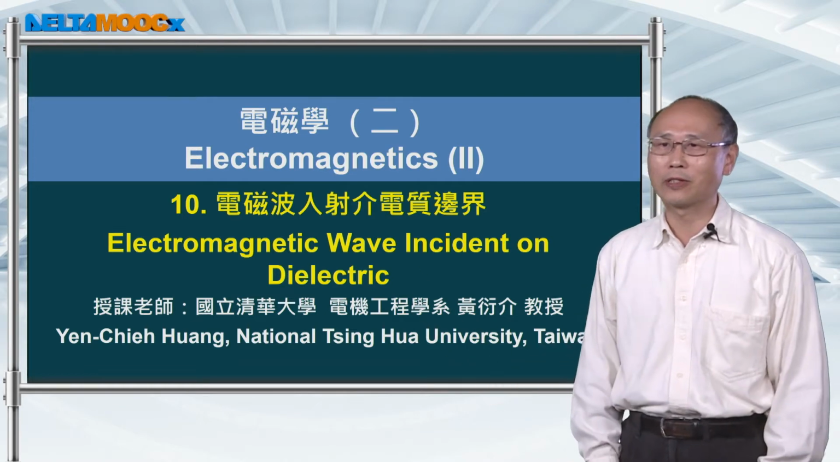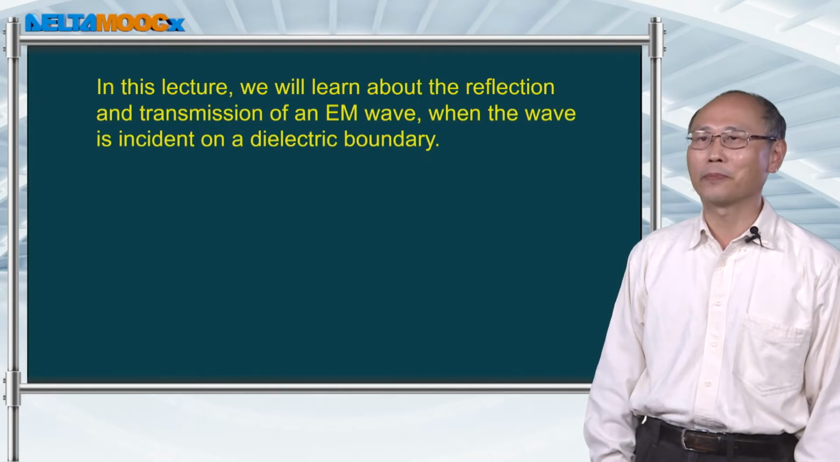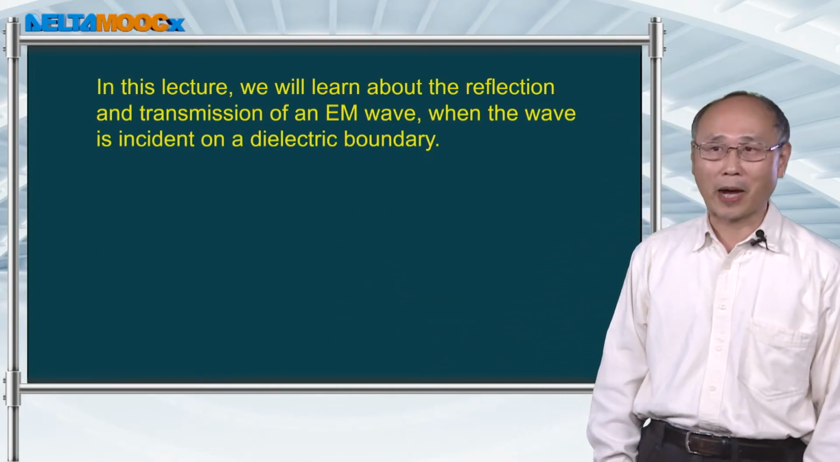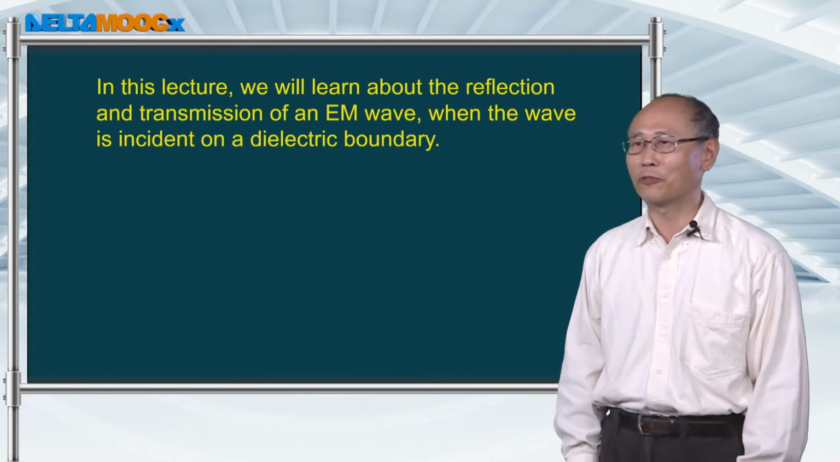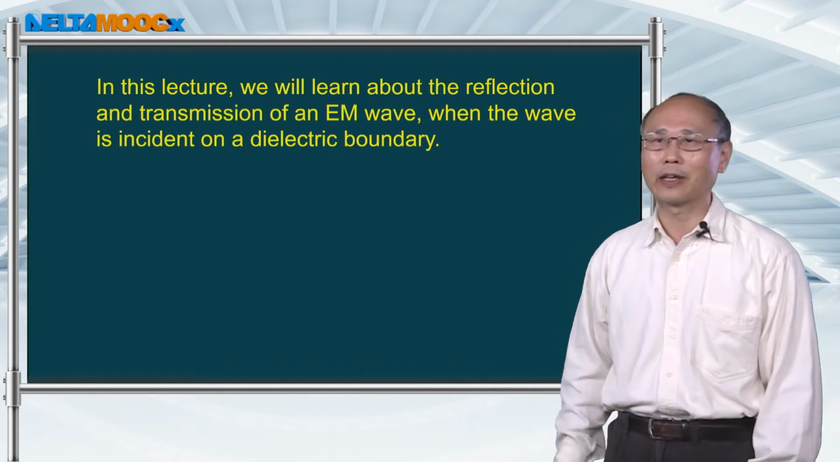So in the last lecture, we focused on the discussion about the electromagnetic wave incident on a conducting boundary, and now we're going to switch the topic to a wave incident on dielectric material. And you will be expecting that the wave could be partially transmitted or partially refracted. And this is the topic we're going to talk about today.